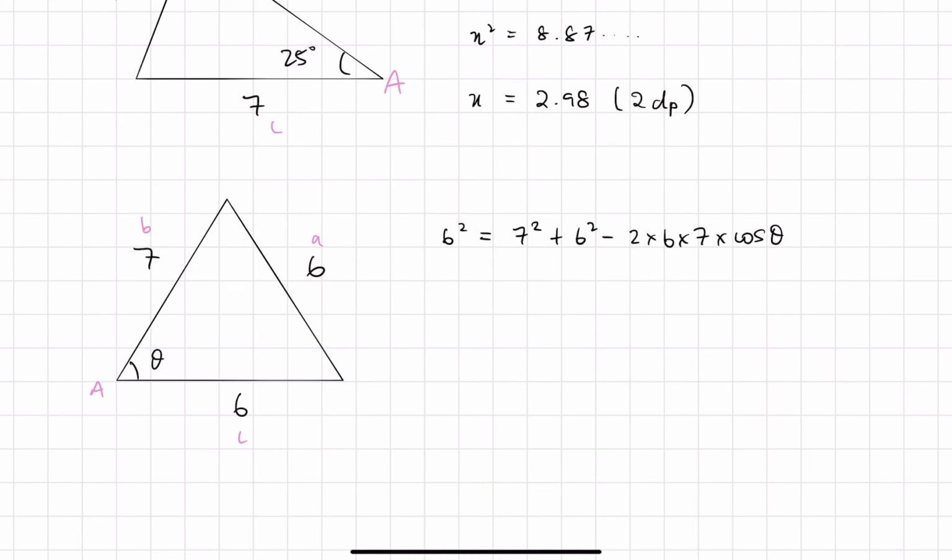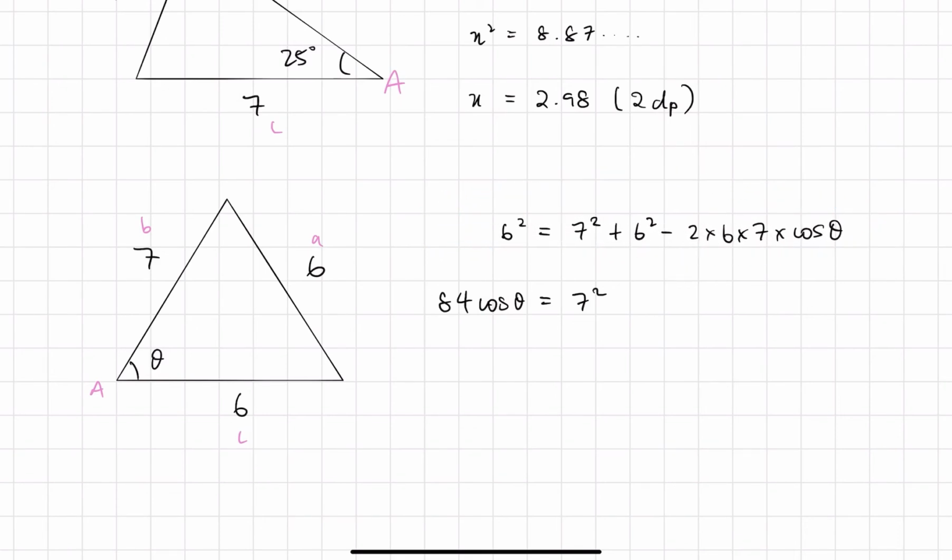Okay, so first of all, 2 times 6 times 7 is 84, I believe. So 84 cos theta is equal to 7 squared. I want these equal signs to line up. Okay. And the 6 is cancelled out, right? So now we have cos theta is equal to 7 squared on 84. Okay, and I'm just going to put that into the calculator and cos inverse the other side. Okay, it looks like we get 54 degrees and 19 minutes to the nearest minute.